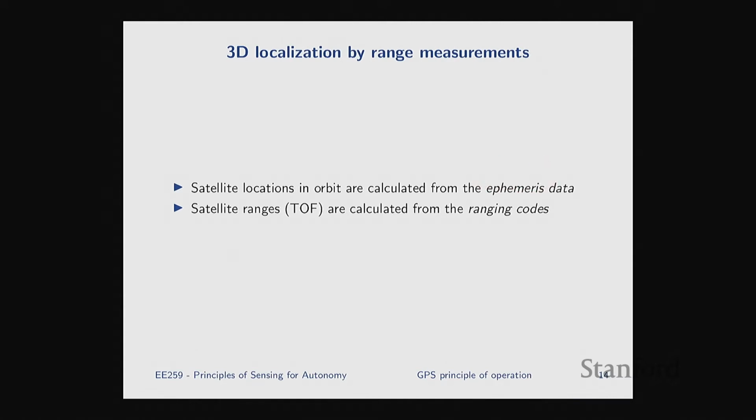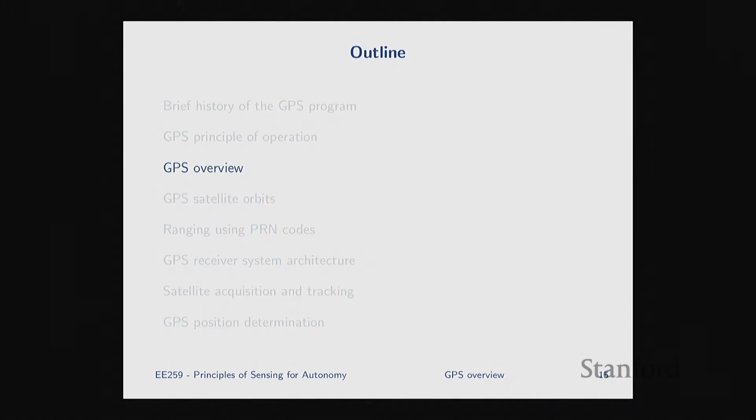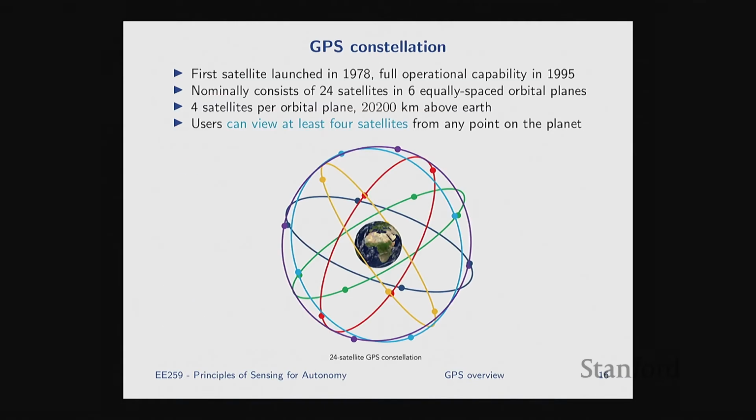It's called the ephemeris data. And then the ranges, or the time of flights, are calculated from what is called ranging codes. Okay, again, don't worry if these are not familiar. We're going to talk about it in a lot of detail. Okay, before that, let's start from a high-level overview of the GPS system.